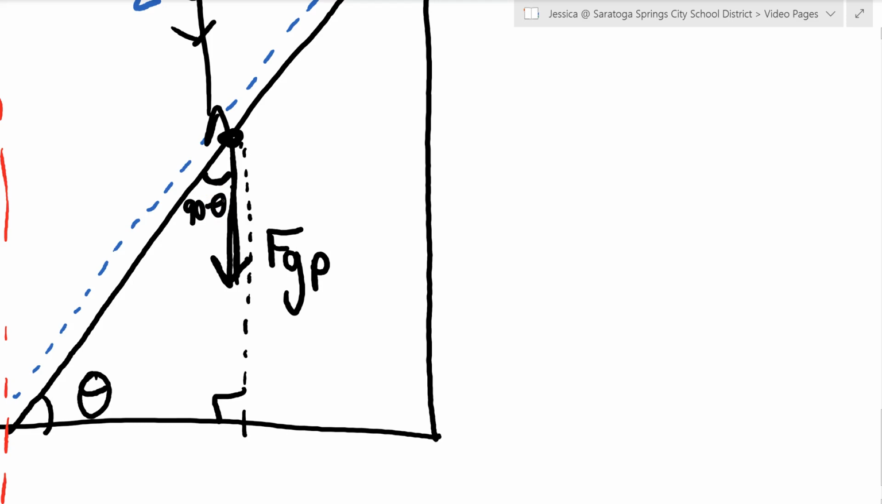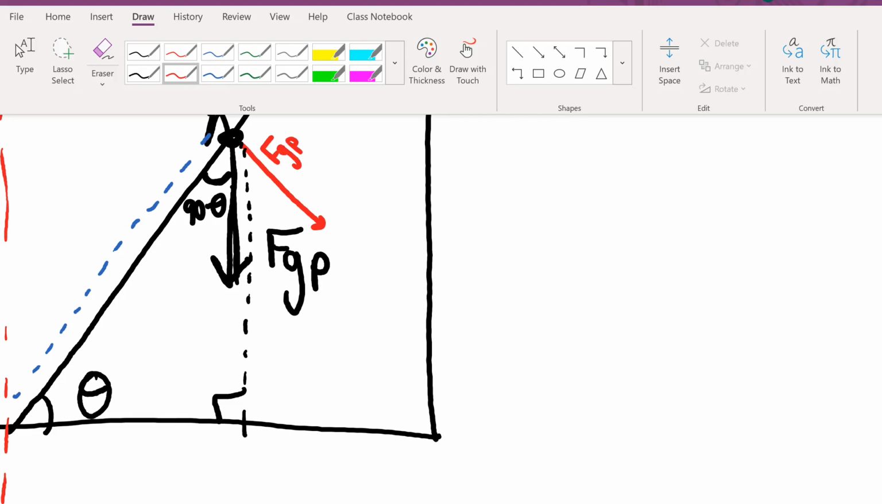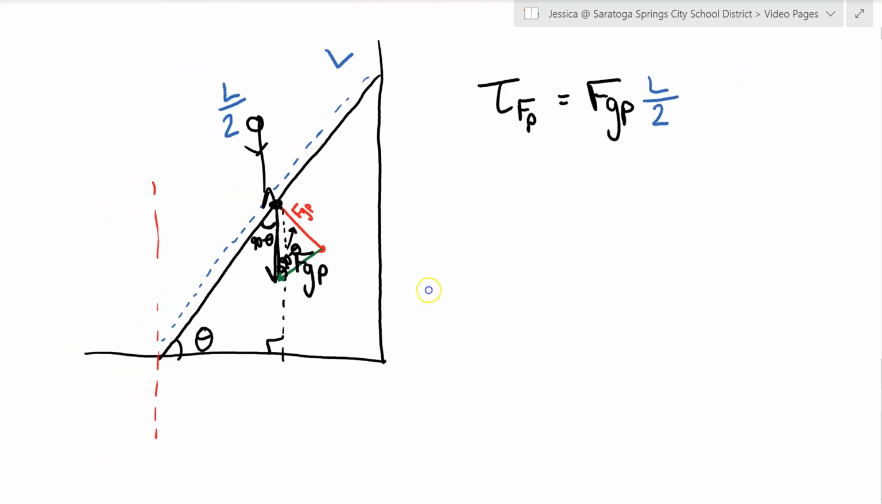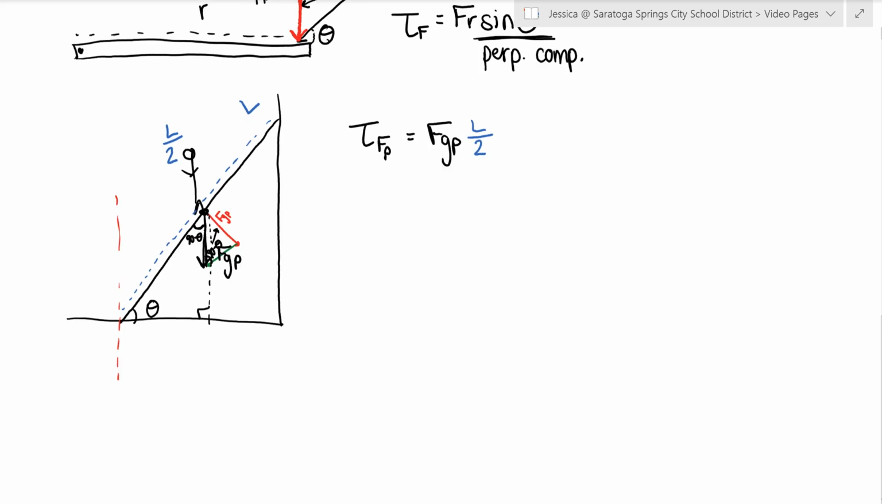So what that means for that perpendicular component, which again was right here, and again my parallel component would be something like that. So this angle in here is 90 minus theta. And again, I can use sine. So I would use sine of 90 minus theta.